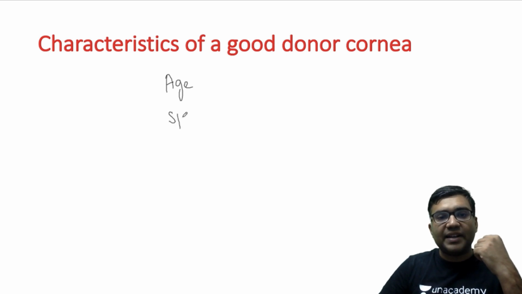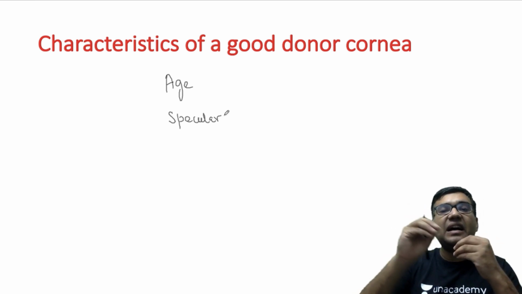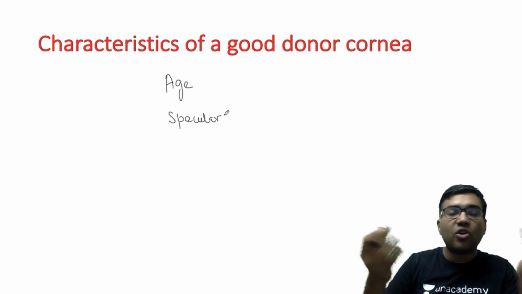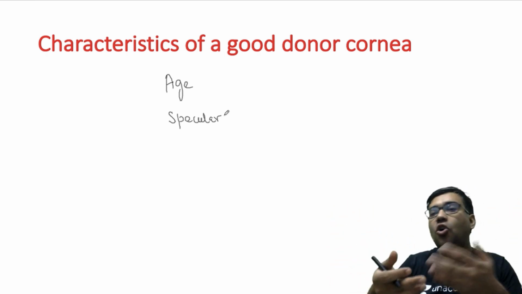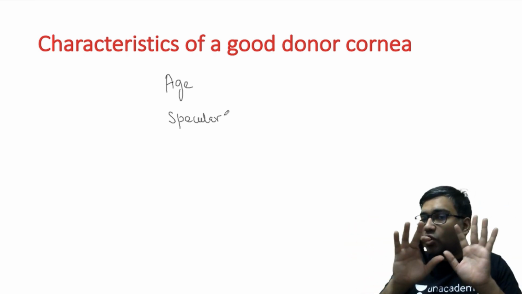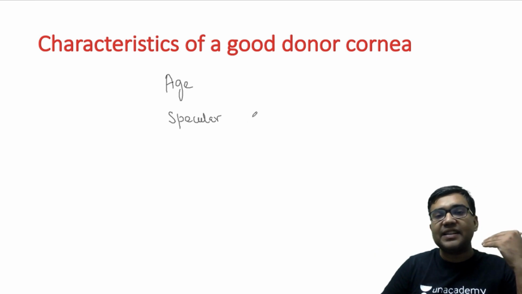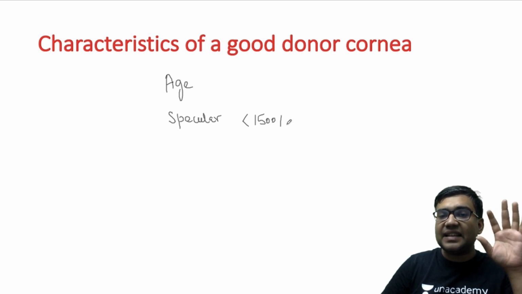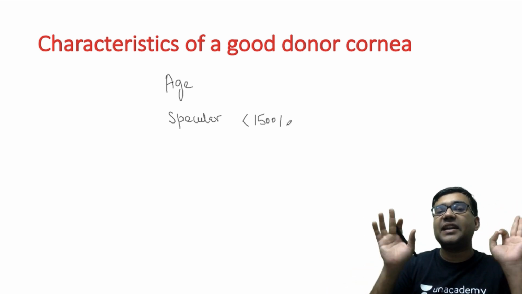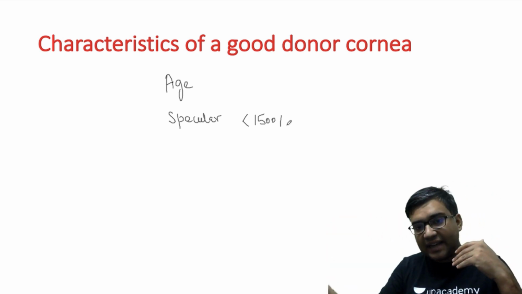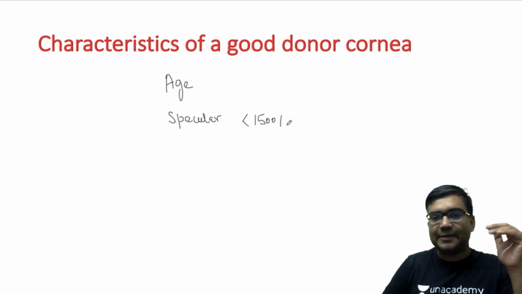The second important is specular count. So specular count means the endothelial count. Okay, so if the endothelial count is decreased, it can be because of any intraocular surgery, or it can be through any dystrophy. So if there is a decrease in the specular count, let's say if it is less than 1500, we do not consider this cornea as a good cornea. So it should be on a higher side. The more it is, the better it is.